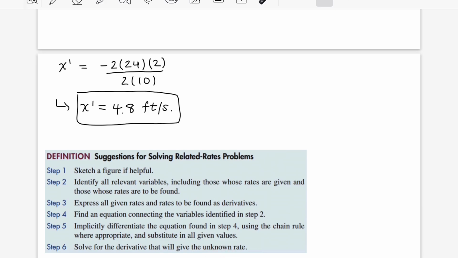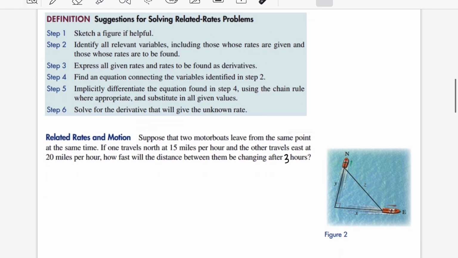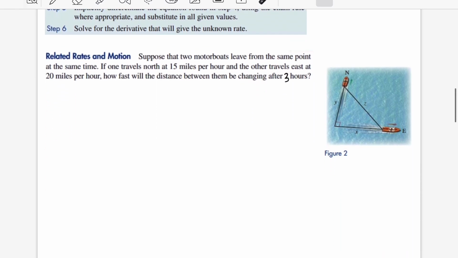All right, so let's look at another example. We're told that 2 motorboats leave from the same point at the same time. If one is traveling north at a rate of 15 miles per hour, and the other is traveling east at a rate of 20 miles per hour, we want to find how fast the distance between them will be changing after 3 hours. Okay?